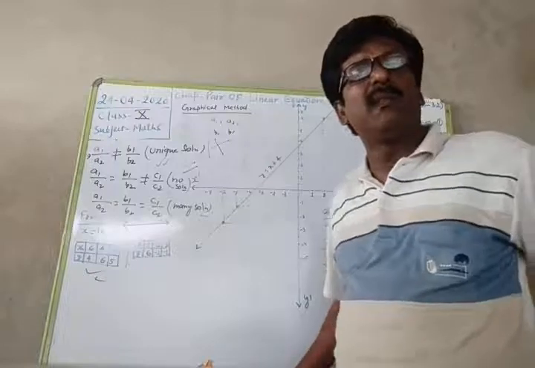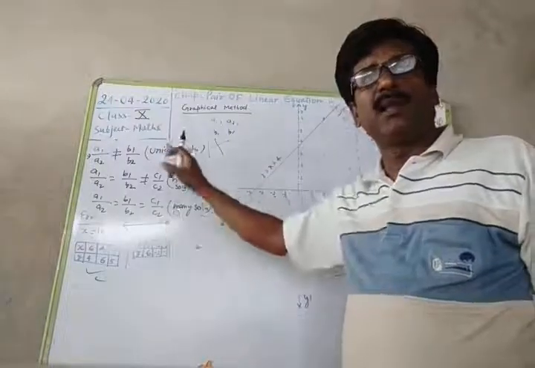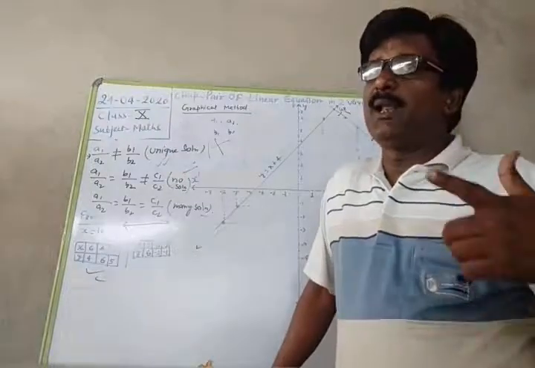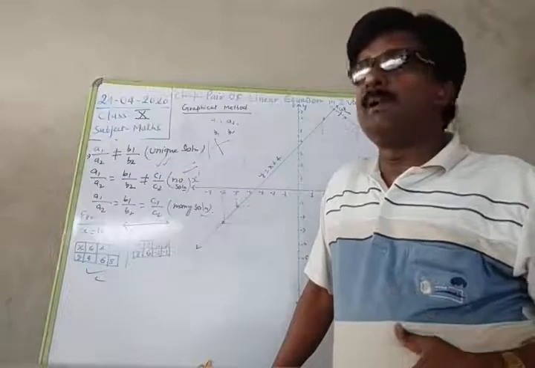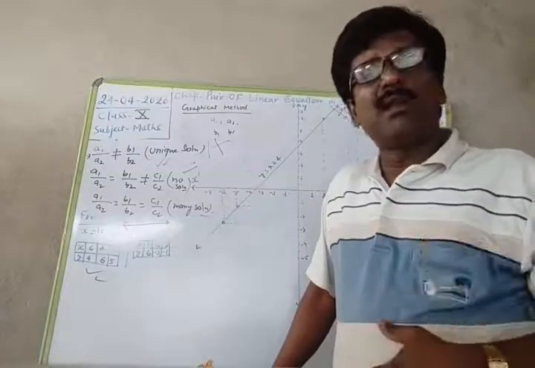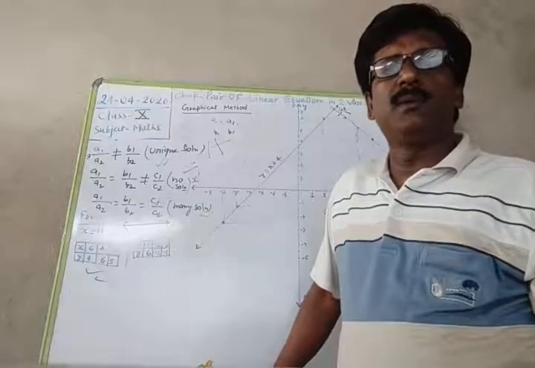So how can we identify whether it has intersecting lines? When A1 by A2 is not equal to B1 by B2. And how do we identify parallel lines? When A1 by A2 is equal to B1 by B2, but this is not equal to C1 by C2. And how do we identify coincident lines? When A1 by A2 is equal to B1 by B2 is equal to C1 by C2.